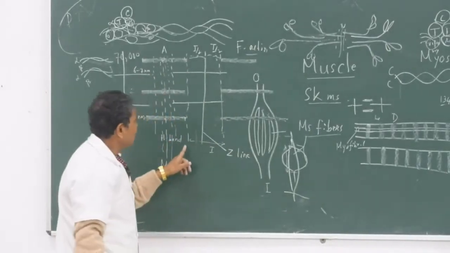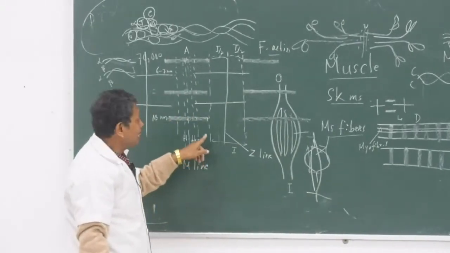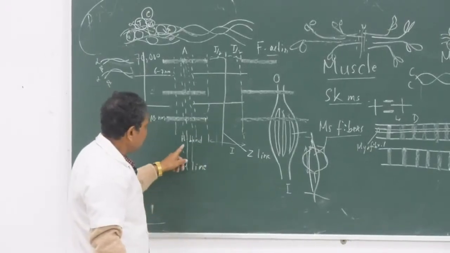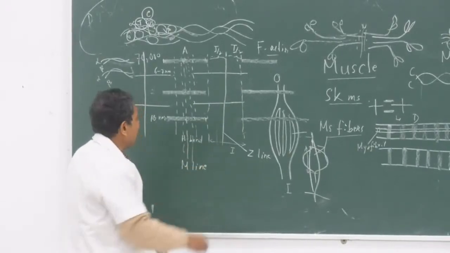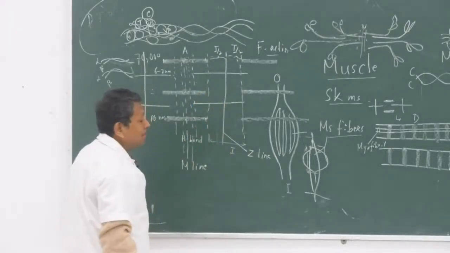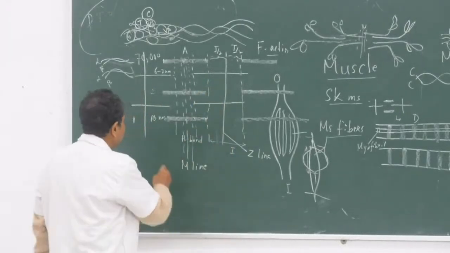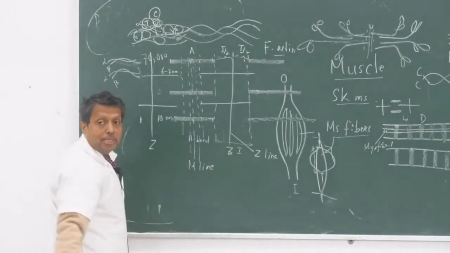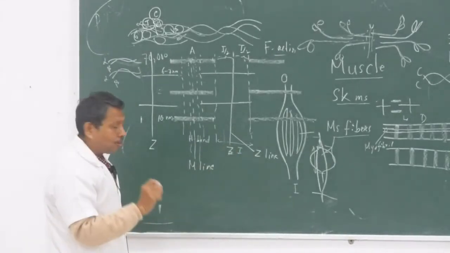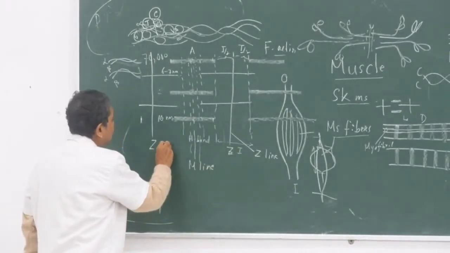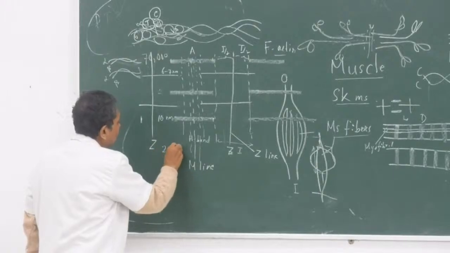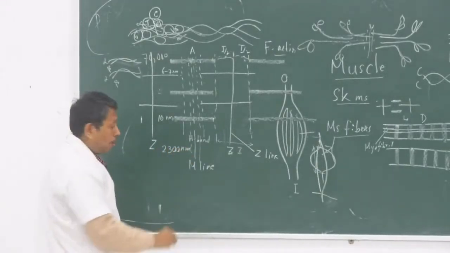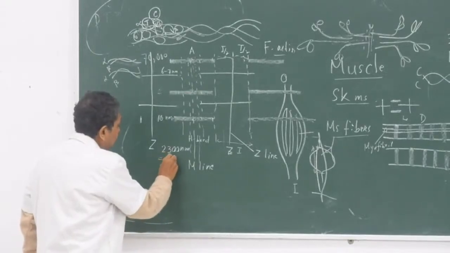Whenever it is fully contracted, there is obliteration of the I band, there is obliteration of the H band, and then the sarcomere will be short. Sarcomere is the space between the Z lines. In the completely relaxed condition, it is 2300 nanometer or 2.3 μm.